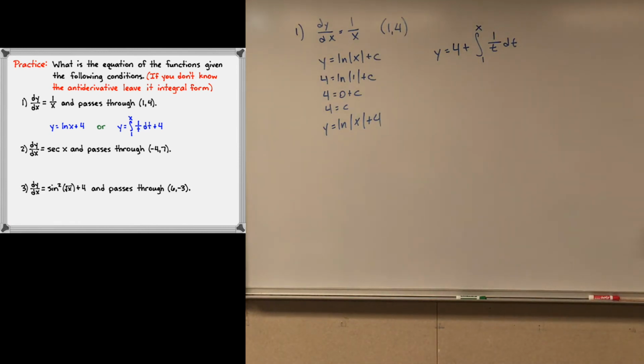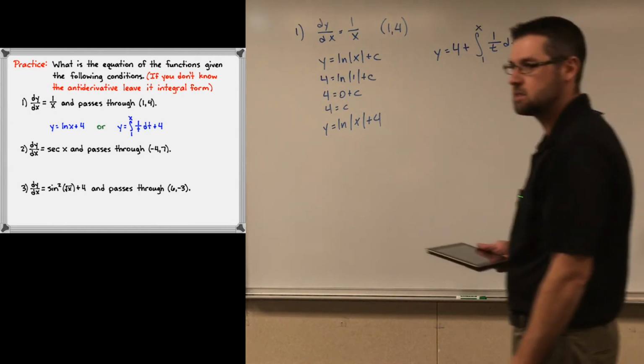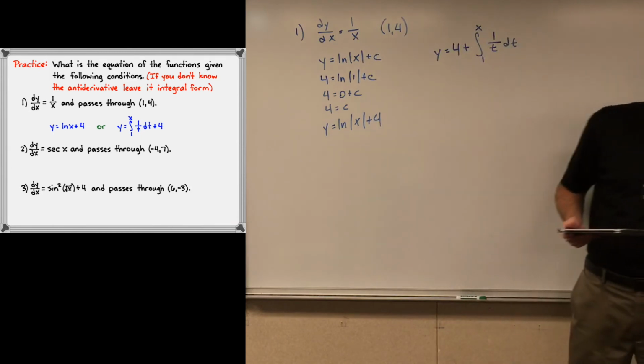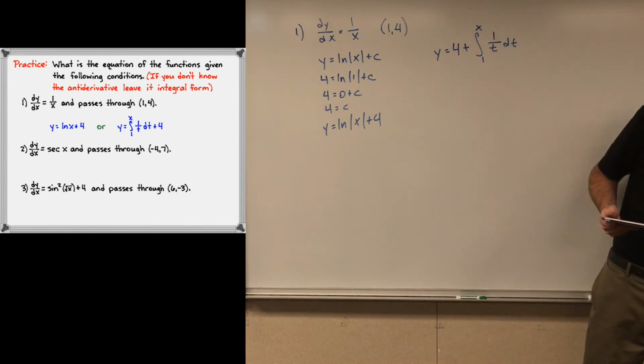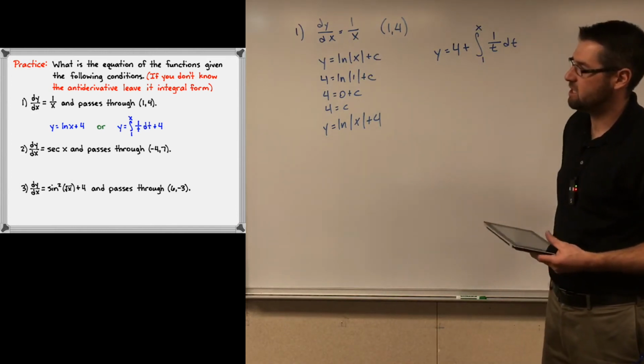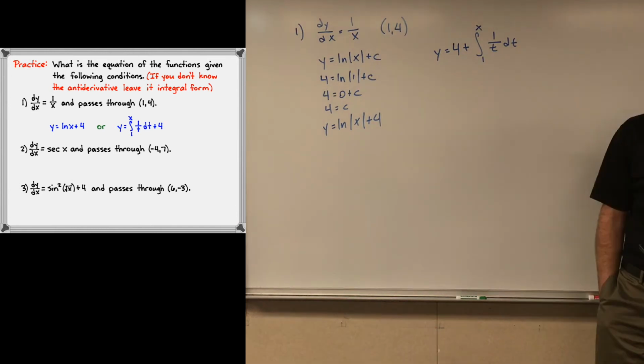What do you got? Nothing? Do you know the antiderivative of secant? No. You do know the antiderivative of secant squared. What's the antiderivative of secant squared? Tangent. But we don't know the antiderivative of secant. So we can only write this in integral form. What would it be? Okay.